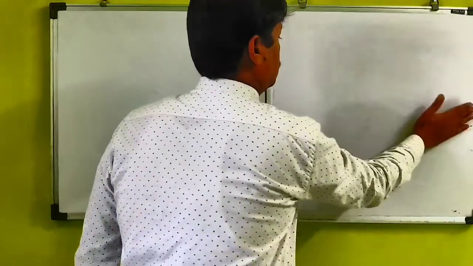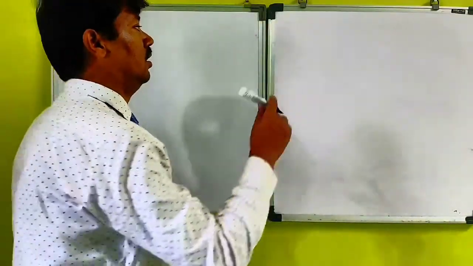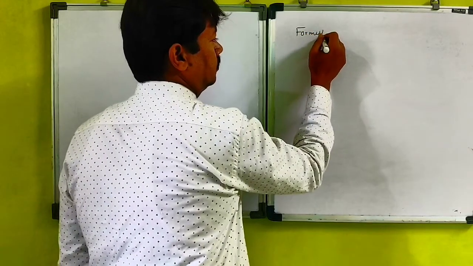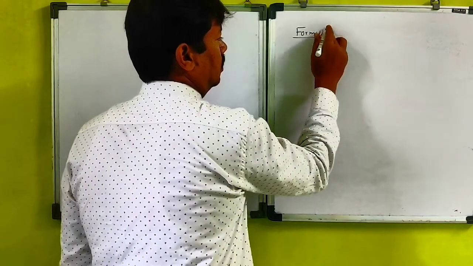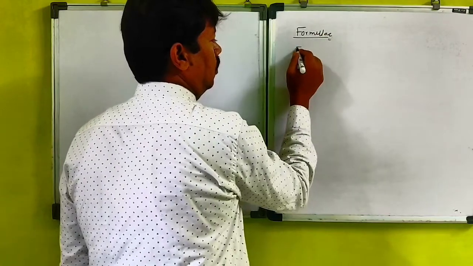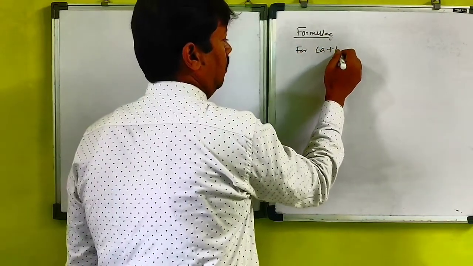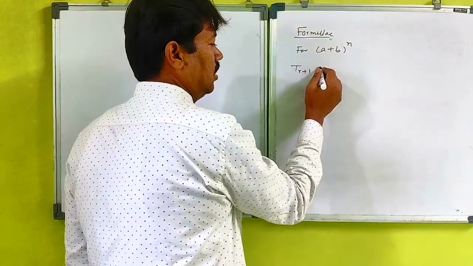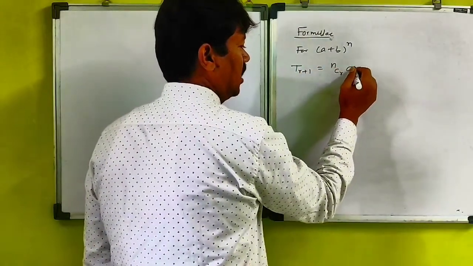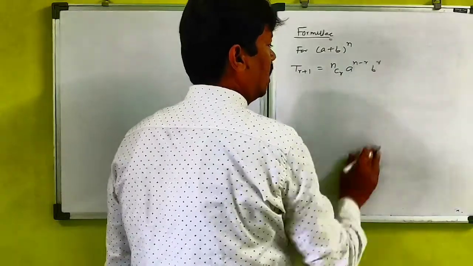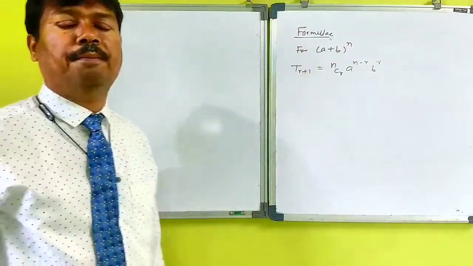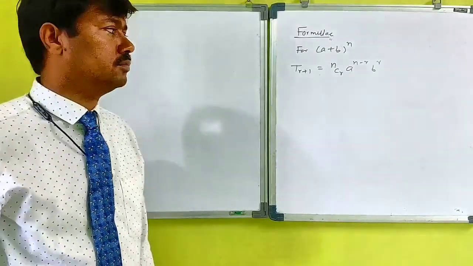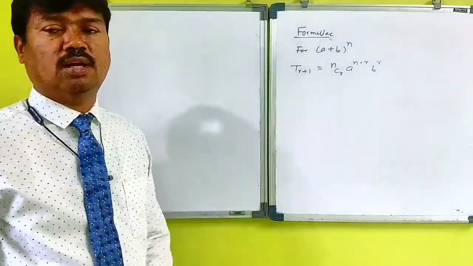So what is the revision we have done for this? I am writing that as a formula here. For (a + b)^n, T(r+1) is always given by nCr a^(n−r) b^r. So that is the expression for this. This is the formula for this.